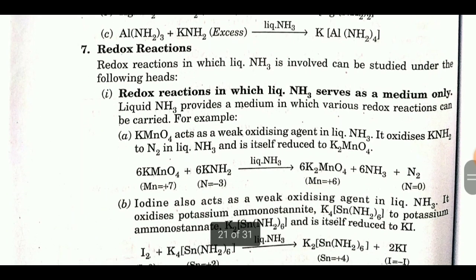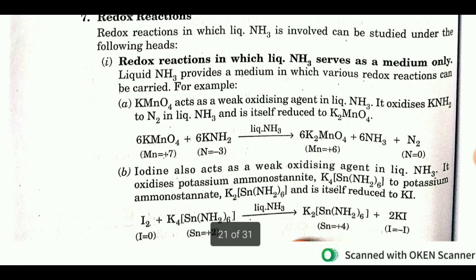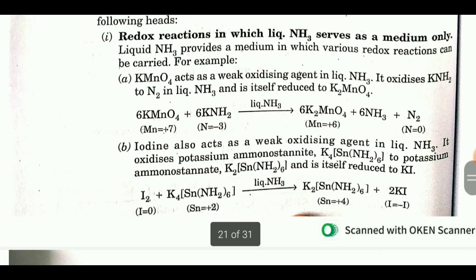Seventh, redox reactions. Redox reactions in which liquid ammonia is involved can be studied under the following heads. First, redox reactions in which liquid ammonia serves as a medium only. Liquid ammonia provides a medium in which various redox reactions can be carried out. For example, KMnO4 acts as a weak oxidizing agent in liquid ammonia. It oxidizes KNH2 to N2 in liquid NH3 and itself reduces to K2MnO4.